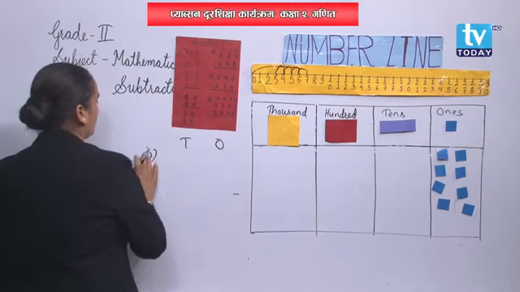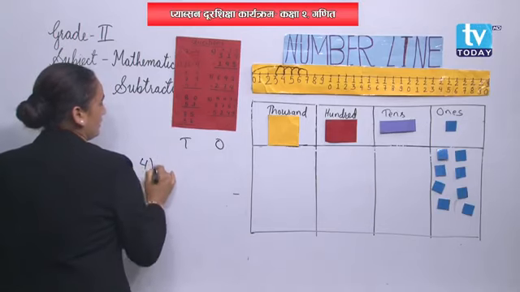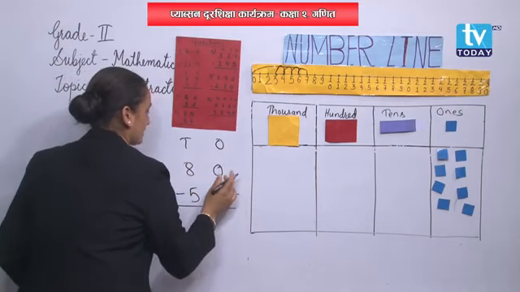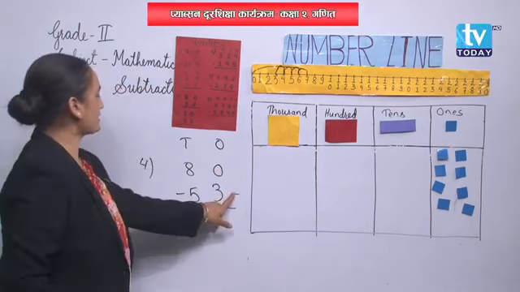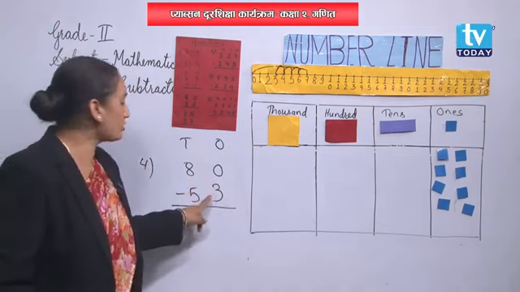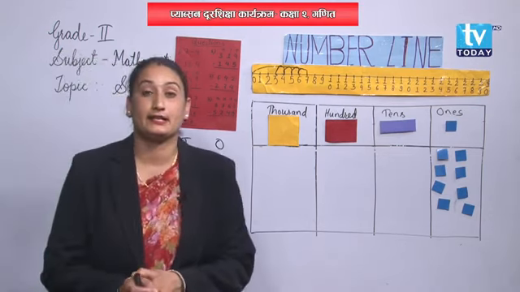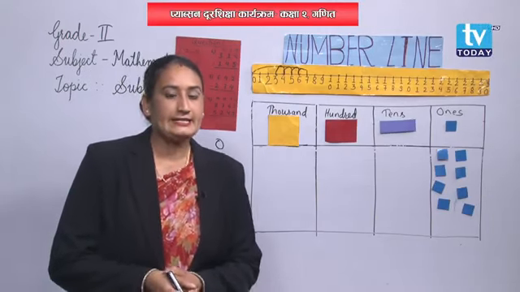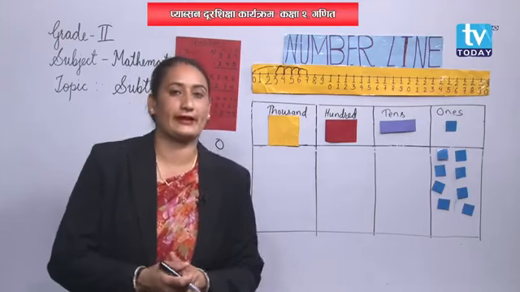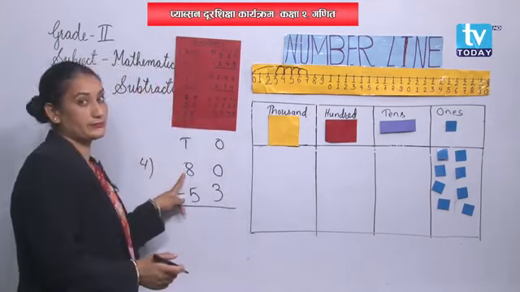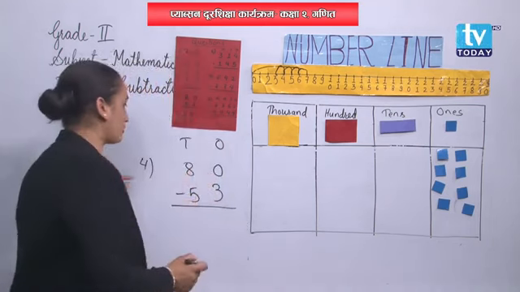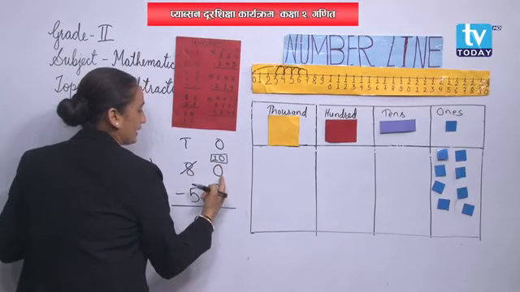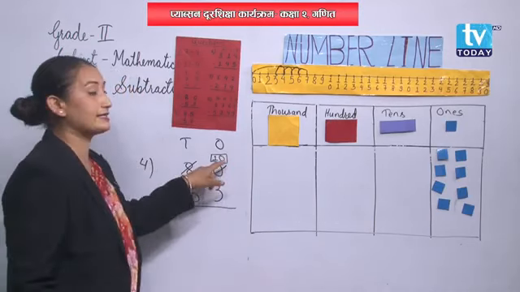Question number 4, 80 minus 53. So, see here, students, it's a 0. It's smaller than 3, right? So, what do we need to do? First, take a borrow from your bigger friend. Yes, this number is bigger than 0, so we are going to take a borrow. So, cut this one and make a box and make it 10, because here is 0, I am cutting this one and making it 10.